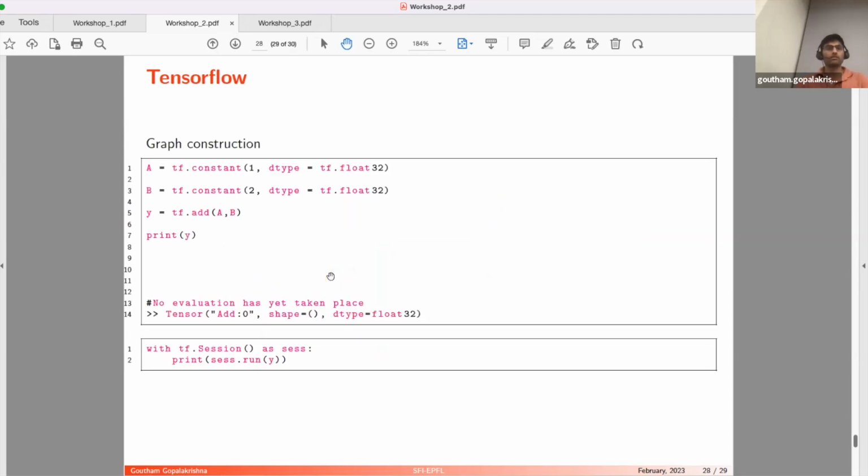Okay, so how does a TensorFlow program look like? Basically, you want to allocate a constant parameter A, and you can just write tf.constant. It's important to also specify the data type. And if you want to add these two, then you just do tf.add(a, b). But remember, computation doesn't get done. For example, when you print y, you see that it stores this operation add, but no evaluation has taken place.